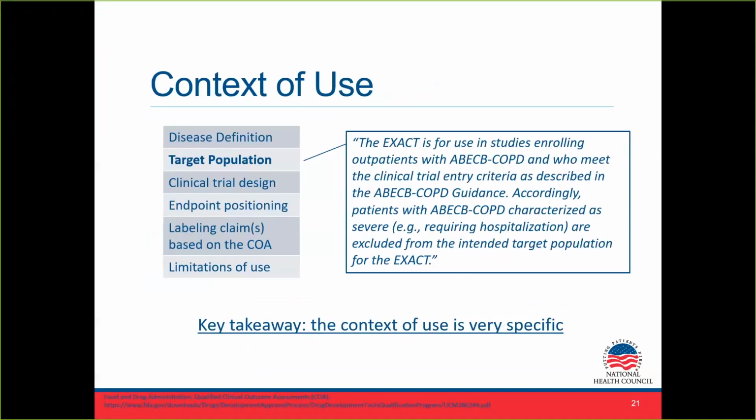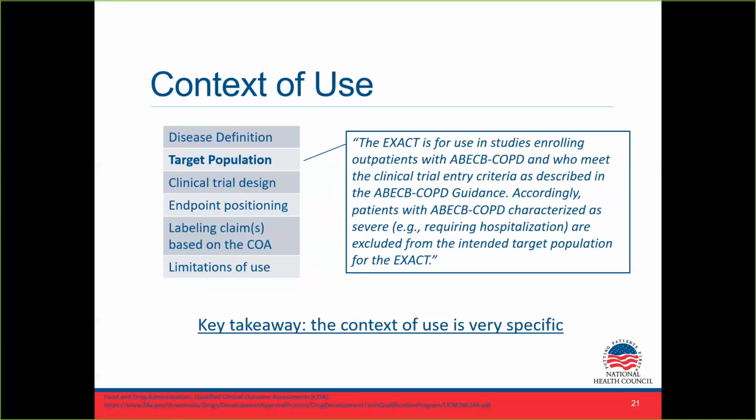In this instrument for COPD called the EXACT, the target population, it should be used in a way that is very clearly defined. So for example, EXACT is for use in studies enrolling outpatients with acute bacterial exacerbation of chronic bronchitis in patients with COPD. So that's a lot to take on, I know. But we really want to focus on the second part of the statement where it says who meet the clinical trial entry criteria as described in the ABE/CB COPD guidance. So this is a specific guidance that was developed for this disease area.